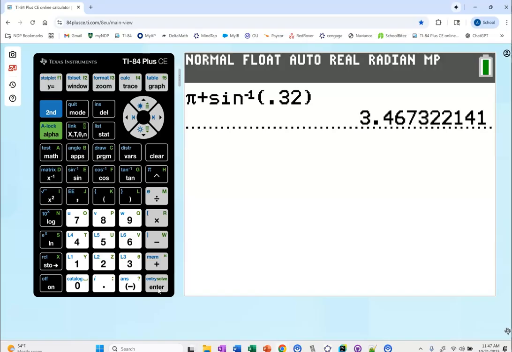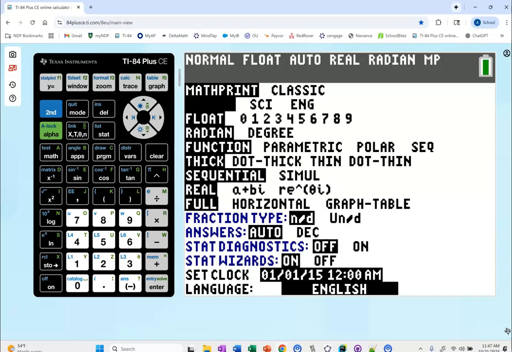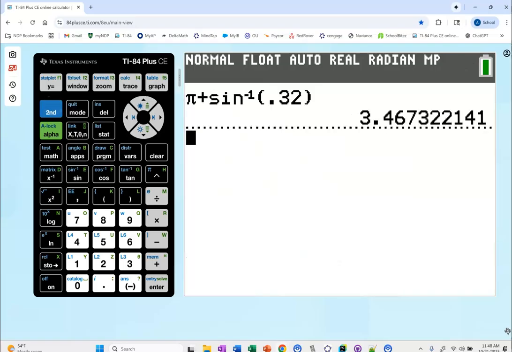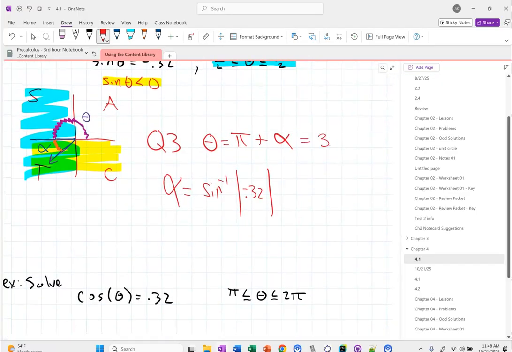So just press the mode button. That's this one right here. And then make sure that the radian is highlighted. So move your cursor down to radian, press enter, and then try it again. And you should get that same answer. Great. So we have 3.46 for our answer.